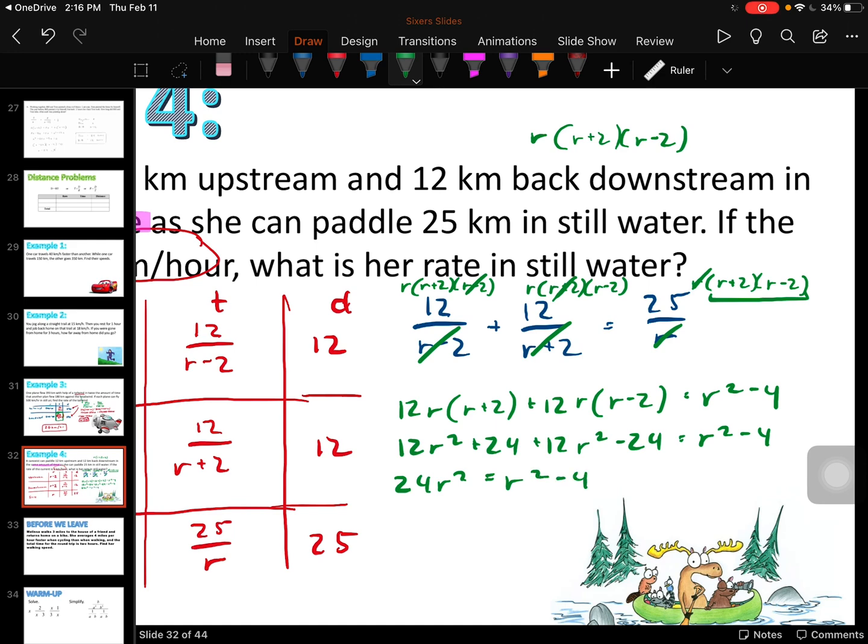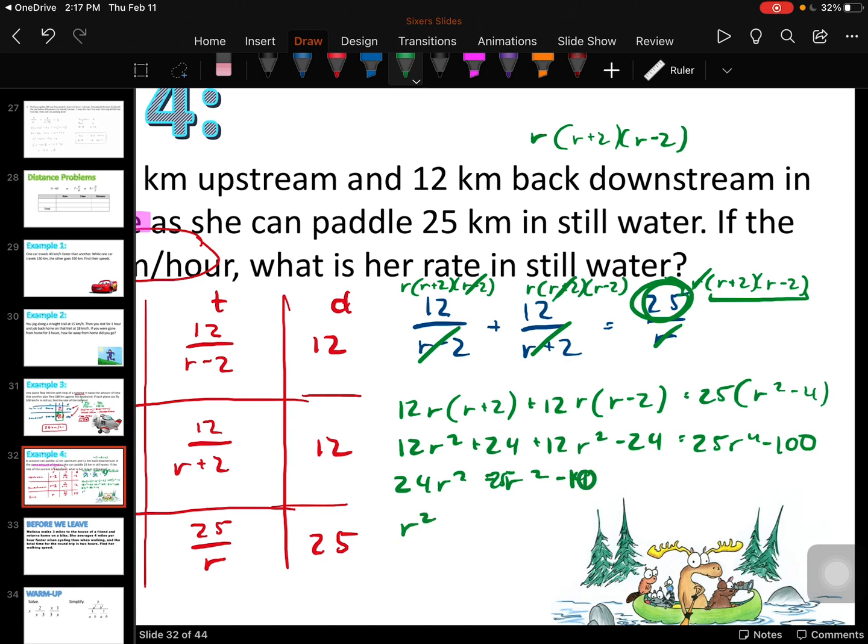Hang on. Oh, I'm sorry. I forgot this 25 out front. Should be 25 times r squared minus 4, which is 25r squared minus 100. And now we can subtract over, so this should be a 25r squared. Subtract over 24r squared, so we have r squared minus 100 equals 0. R equals 10 and negative 10 if you factor and solve it.